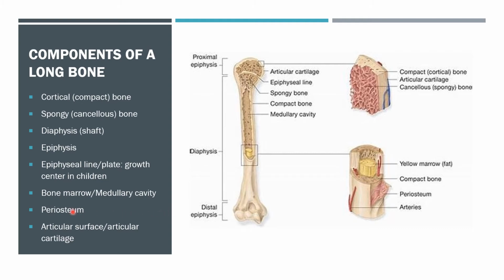Your periosteum is the outer covering of the bone. Peri means around, osteum is bone, so it's a covering around the bone. And then you have your articular surface, which is covered with articular cartilage, and that's the surface where two bones meet to form a joint. So, for example, in your elbow, you have two bones meeting, and their joint surfaces are covered by the articular cartilage.